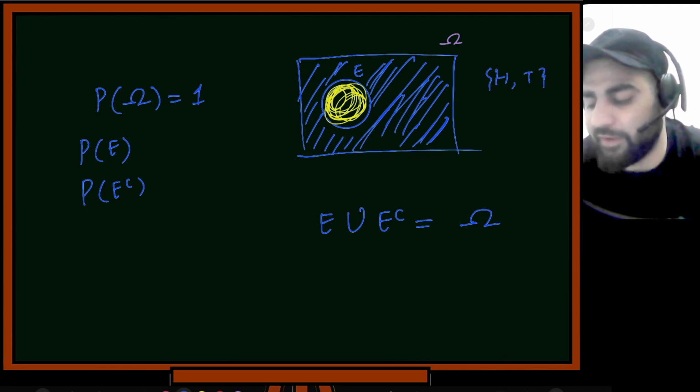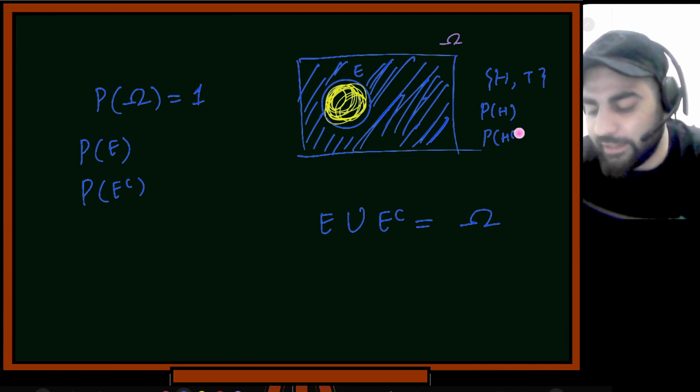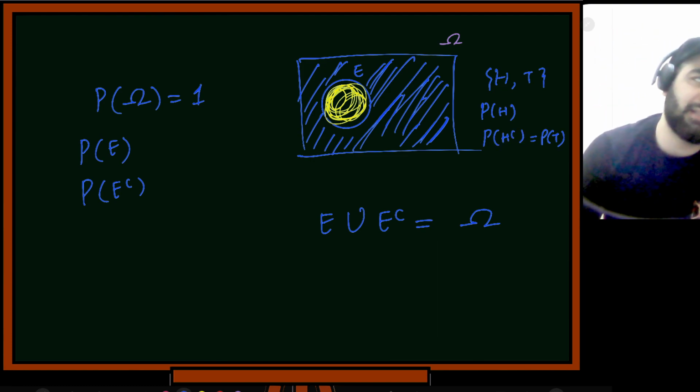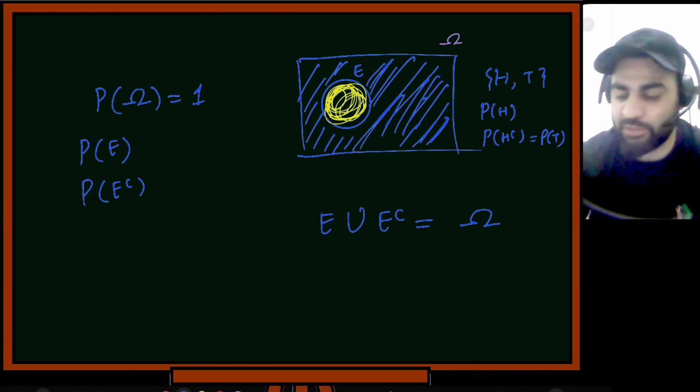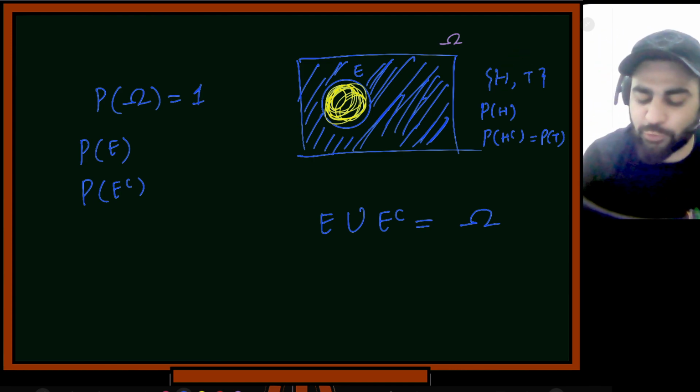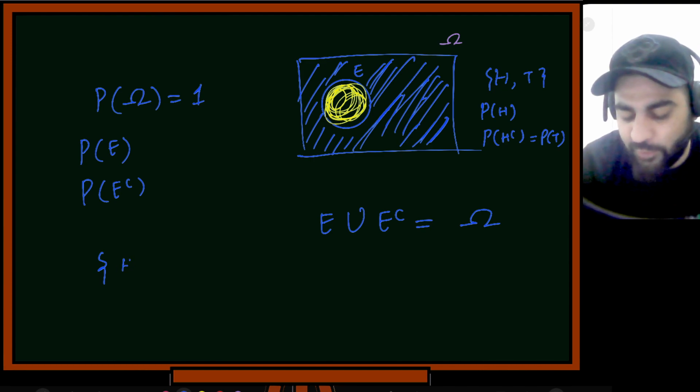In terms of head and tail, if you toss a coin, we have head comma tail. So let's suppose I have the probability of head. What is the complement of head? It is tail. It is the probability of tail. If you add both of these together, you will get the whole sample space. What is the head complement? It is tail.